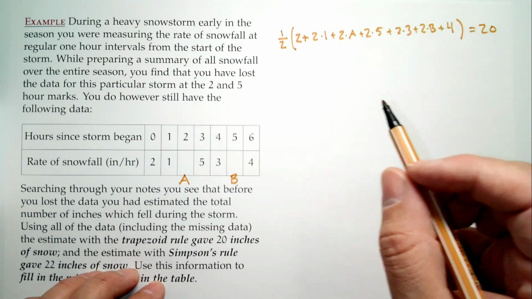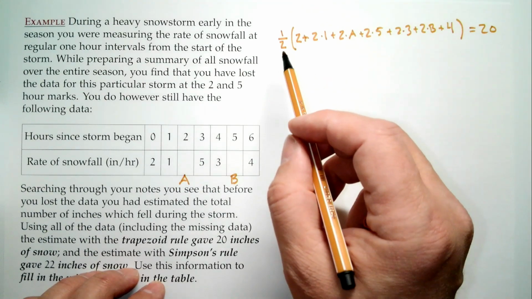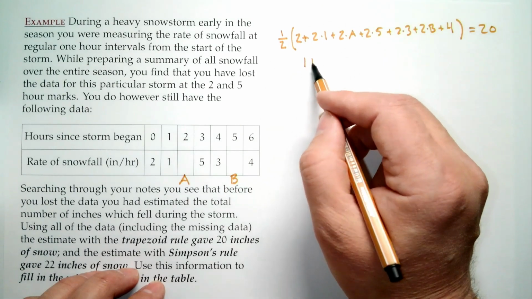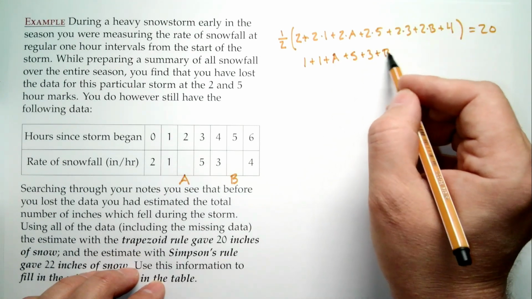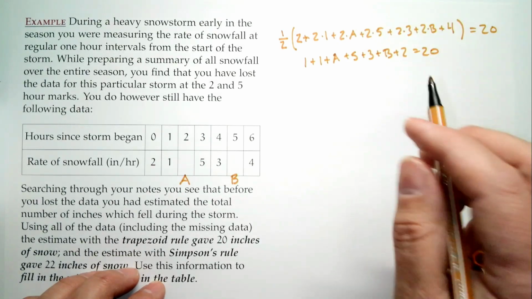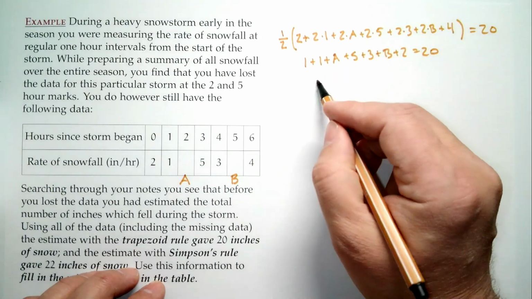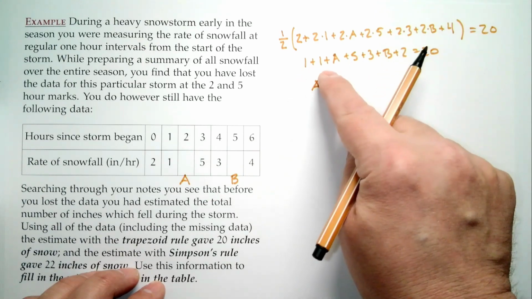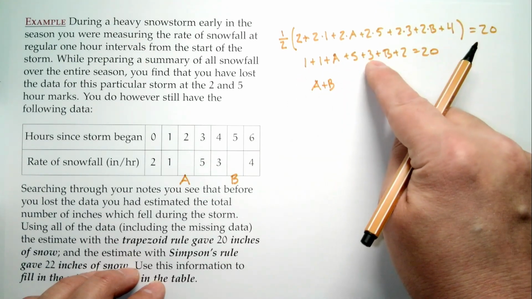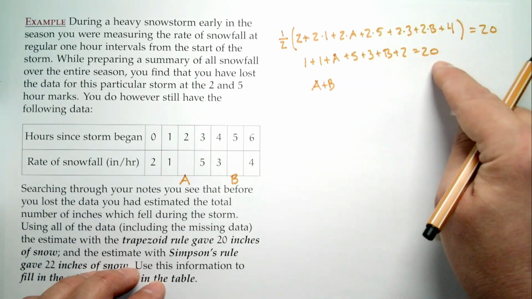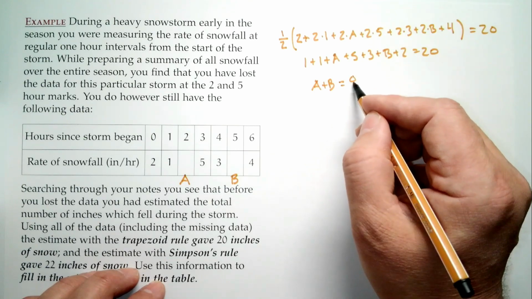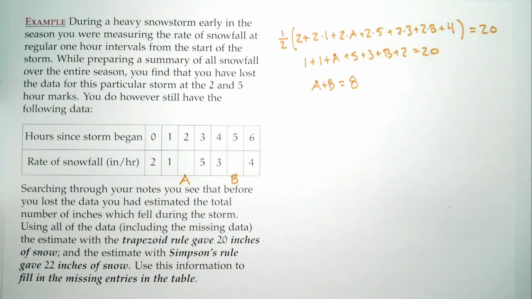So, through the miracle of math, we can simplify this. For instance, I can multiply the 1/2 through. This becomes 1 plus A plus 5 plus 3 plus B plus 2 equals 20. There's an A plus B, and let's see, what else do we have? 1 and 1 and 5 is 7, and 3 is 10, and 2 is 12. So that's 12. I'll move that to the other side, and I get A plus B should be 8. So there's some information. We can recover from what we know about our estimate for the trapezoid rule that A plus B should be 8.